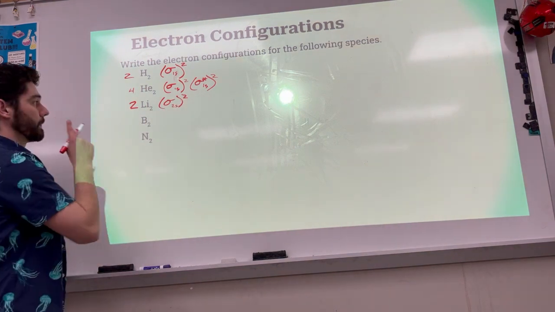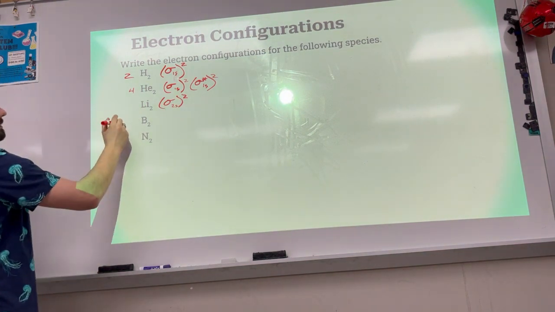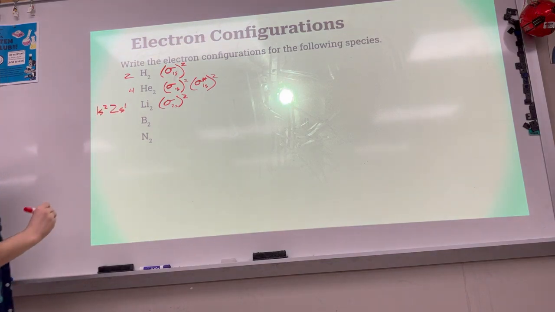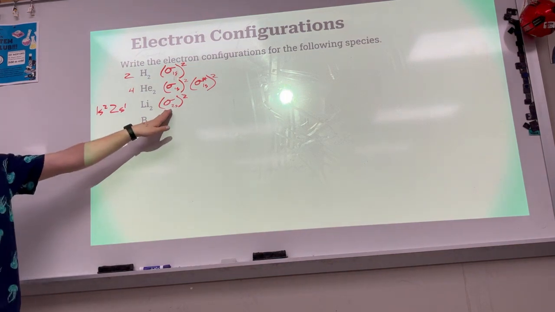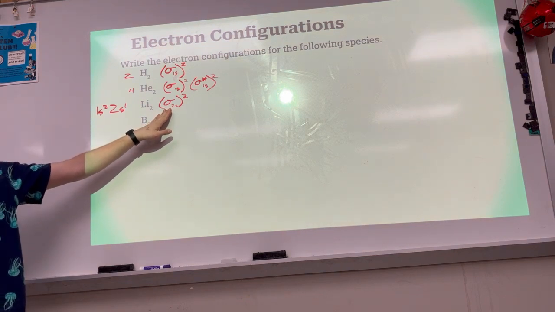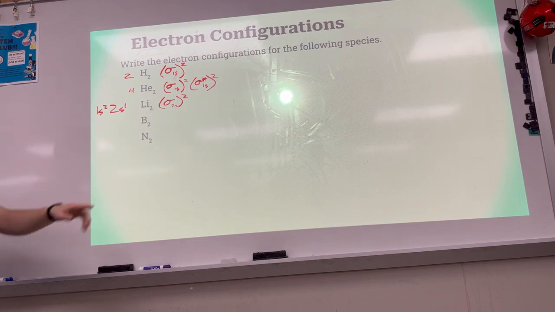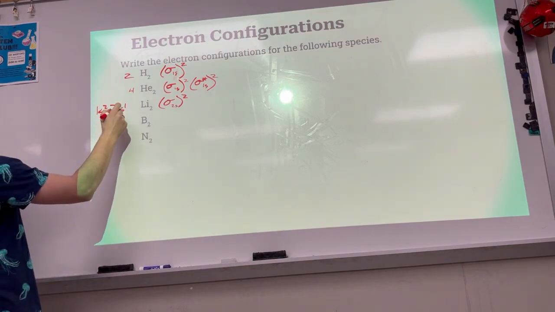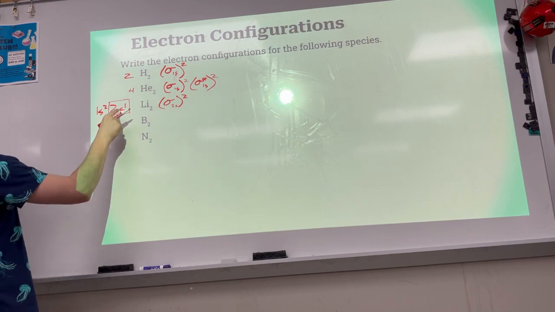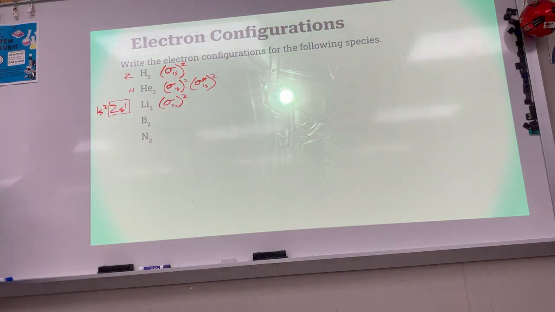Why did you skip the notation for the first energy level? Because these are bonding orbitals, so those are what we're doing. We're not doing core electrons. We're only doing valence electrons. Right, so lithium has the core electrons, but these are the valence electrons, and those are the ones that go in the molecular orbitals.